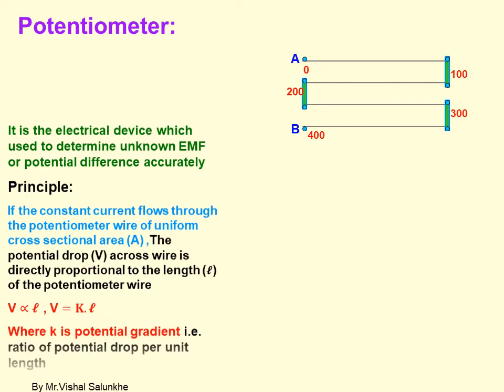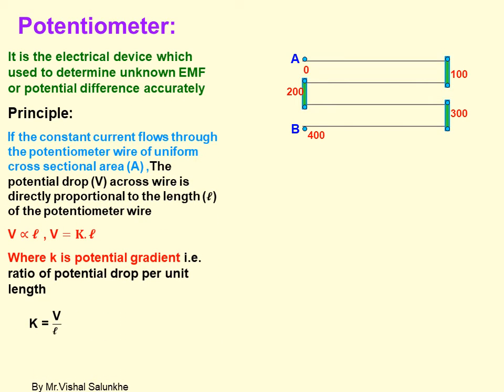It is the electrical device which is used to determine unknown EMF or potential difference in the circuit accurately. So I repeat, what is potentiometer? It is the electrical device which is used to determine unknown EMF or potential difference in the circuit accurately. So here we'll see some constructive part of the potentiometer.